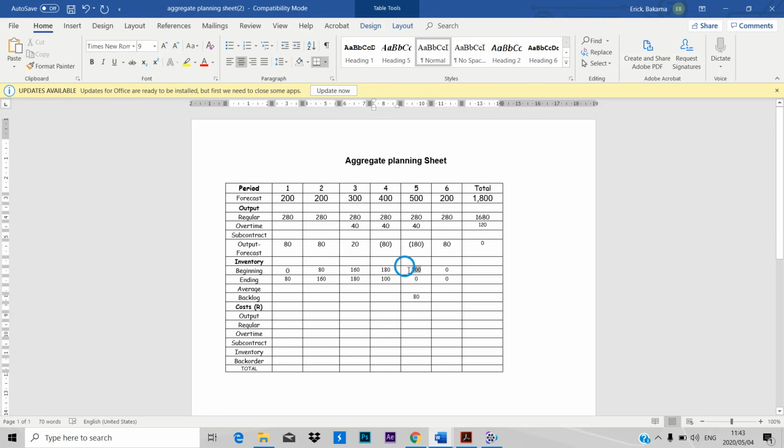And because we are starting with them in period 5, you look at period 5: the customer initially wanted 500 units. We could manufacture only 320 units, which is the summation of these two.